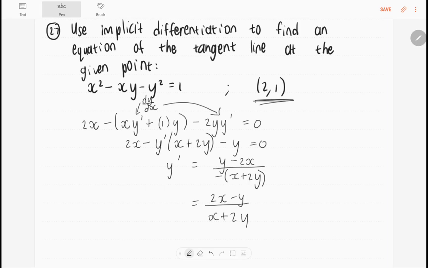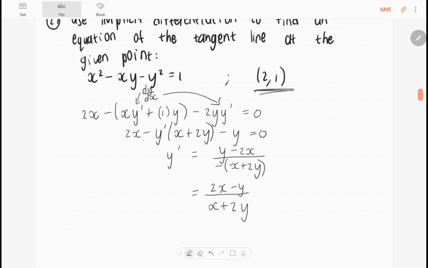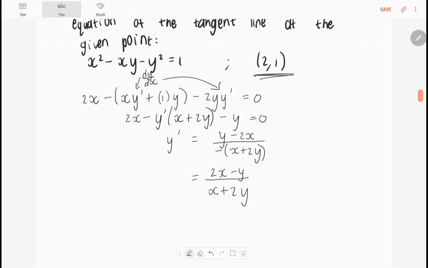x plus 2y. I was asked to find the equation of the tangent line at the point 2, 1. So I'm just firstly going to find my gradient at the point 2, 1 by substituting 2 and 1 into this equation. So y prime is then 2 multiplied by 2 minus 1 over 2 plus 2 multiplied by 1, which gives us 3 over 4.